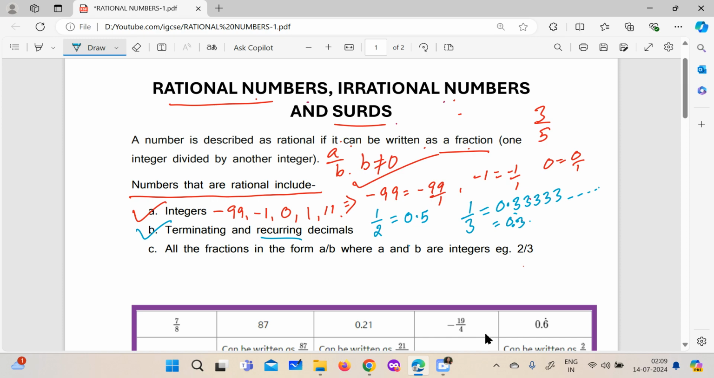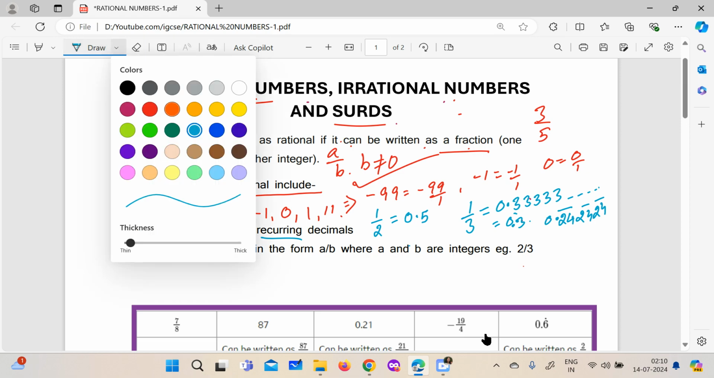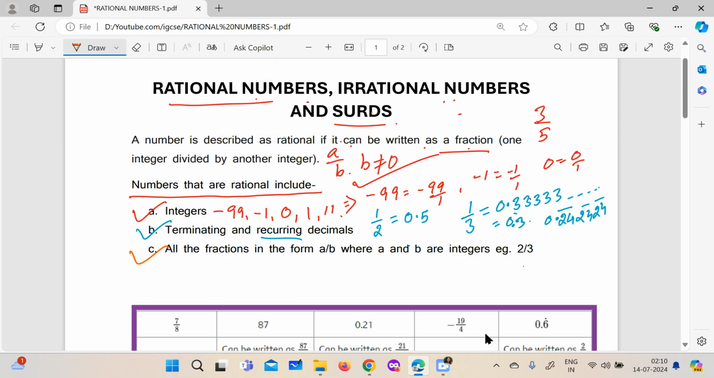For example, you can also say 0.2424. See, this is recurring. It's not terminating, it's not ending, it's recurring. At the same time, you can find a pattern here: every time 2 4 is repeating. That's why this is also a rational number. Now let's see the third point. All the fractions in the form a over b, where a and b are integers. So we know that fractions are nothing but 2 over 3 and all like that. So all the fractions are also rational numbers. So I hope this is clear to everyone.